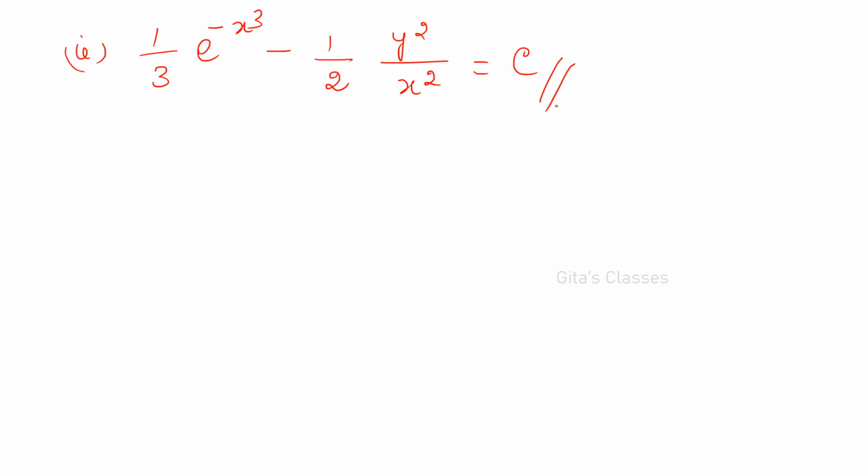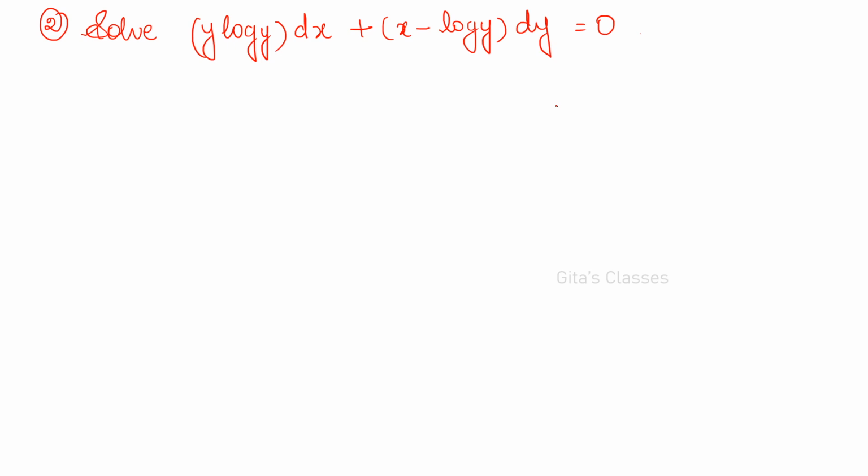If you don't understand any step, please post it, I'll explain. Okay. Next is one more problem. Solve y log y dx plus x minus log y into dy is equal to 0. So m is equal to, what is m here? y log y. And n is equal to x minus log y.